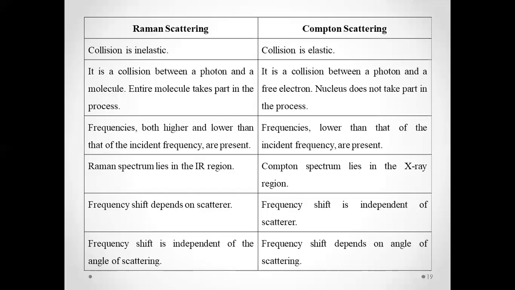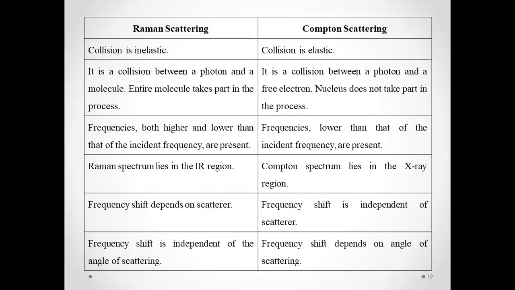In Raman scattering, frequencies both higher and lower than that of the incident frequency are present. In case of Compton scattering, only frequencies lower than that of the incident frequency are present. In Raman spectrum, we find that the Raman spectrum lies in the infrared region of the electromagnetic spectrum, but the Compton spectrum lies in the X-ray region of the electromagnetic spectrum.